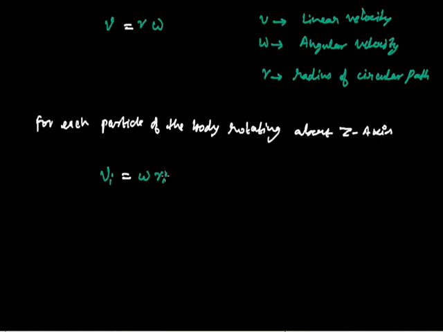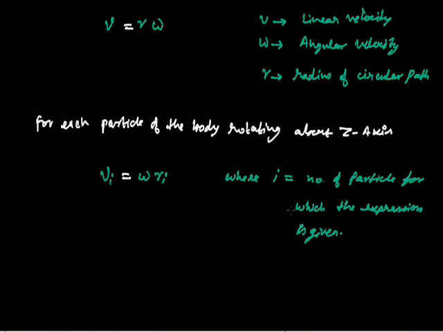It means with respect to which axis the body is rotating, all the particles are rotating, their linear velocities will depend on their radius of the circular path, but the angular velocity will be the same for all of the particles. Here i is the number of particles for which the expression is given.